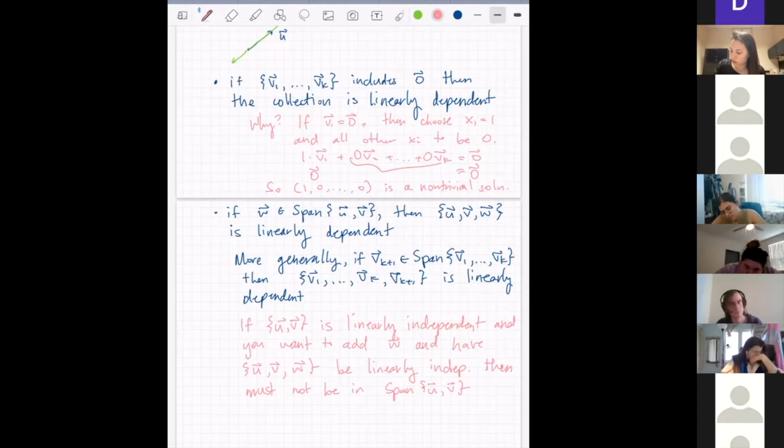So just visualizing this, say you have two vectors u and v and they span a plane, right? If you want w to be in this collection and maintain linear independence, then it has to be somewhere outside of the span. Then you can add that vector and not change linear independence.